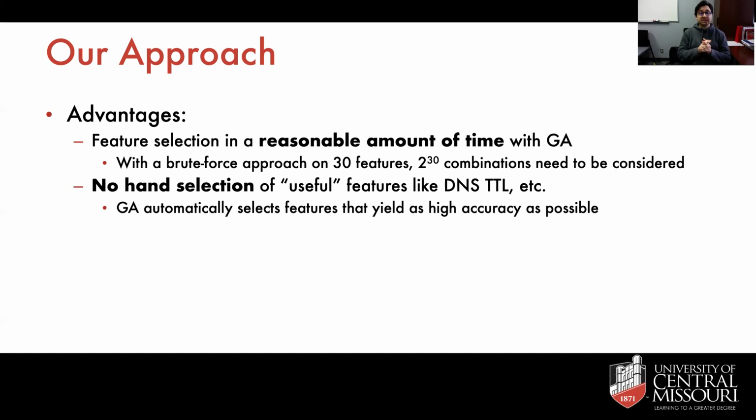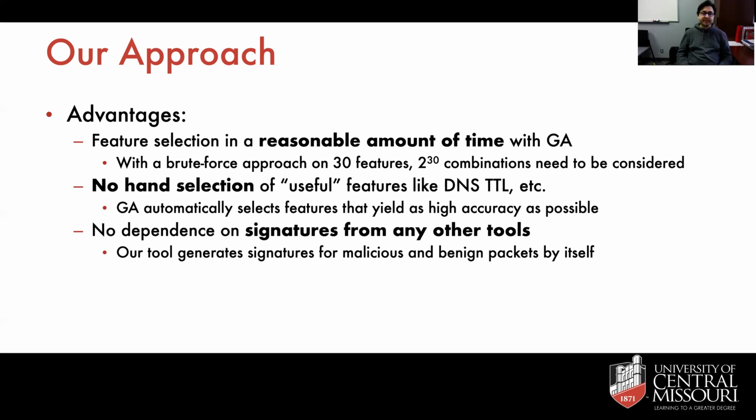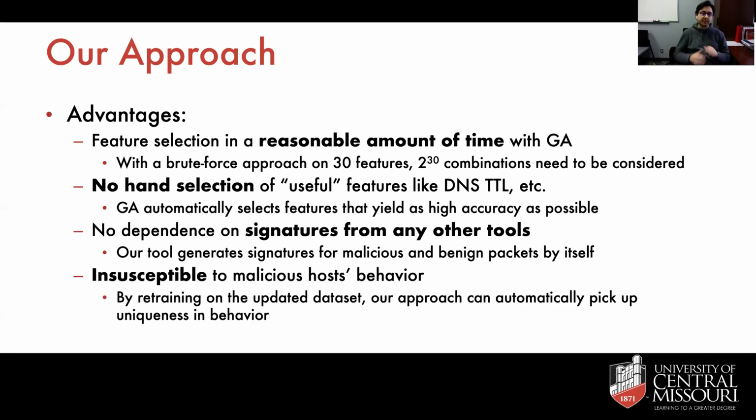There is no hand selection of any useful features like the DNS TTL, which is known to be helpful for performing fast-flux detection. Our approach completely relies on the data set in determining which features are helpful for performing fast-flux detection. And we do not depend on any signatures from any other tools. Our tool completely generates its signatures for malicious versus benign packets on its own.